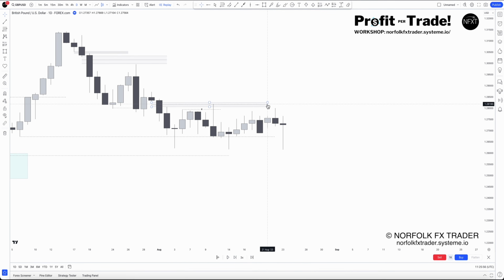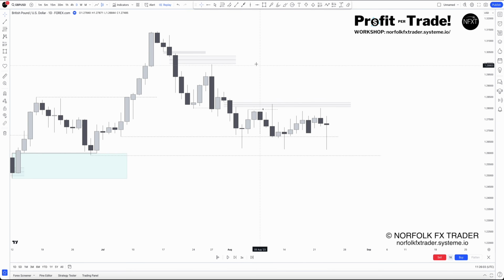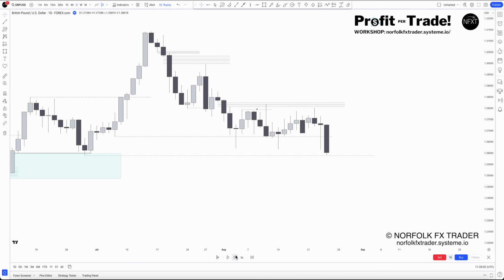Continue. Okay, so we wicked through again. Didn't quite come back to this gap. And we wicked through again. Remember, we're still bearish here. Got no reason to be bullish. Okay, now we've created the push down, closing through this level.